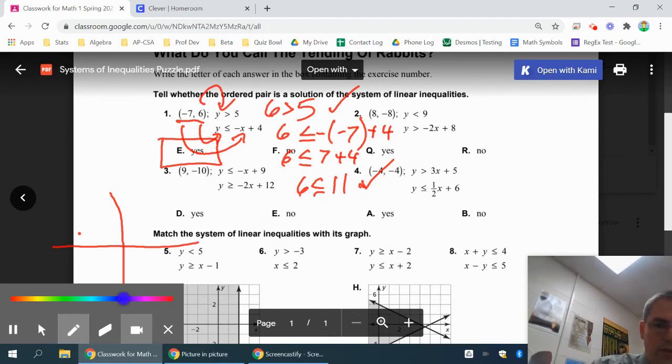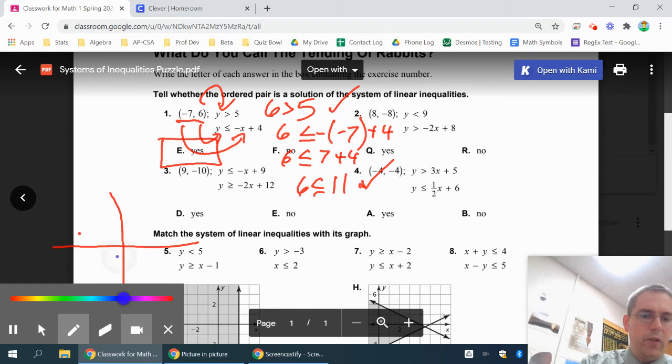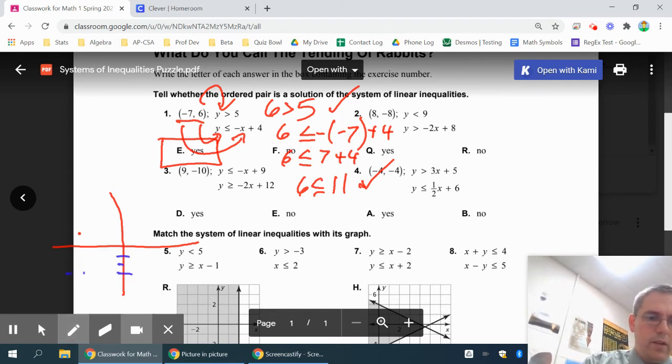Switch my color. So we'll do this one in blue. Since it's y equals -3, I'm going to go down on the y-axis to -3. And since it does not have an equal, it should be a dotted line. And it's a greater than, so it'll be going up. So I would have that shaded.